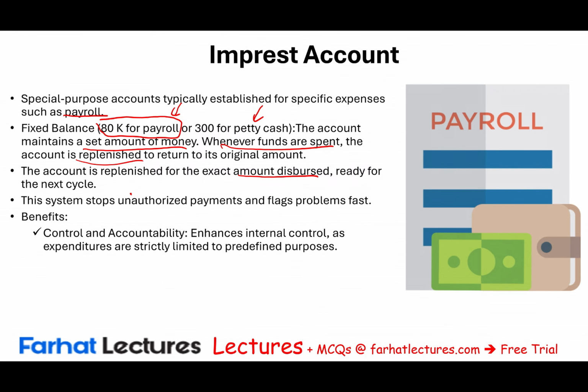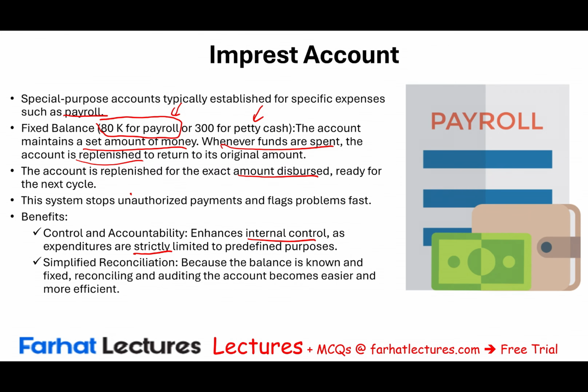So the benefit of this Imprest account is for control and accountability. It enhances internal control, as expenditures are strictly limited to a predefined purpose and a predefined amount for that matter. And it also simplifies reconciliation. We're going to see what reconciliation is, because once everyone has cleared their checks, everything is good, the amount will go down to zero and everything matches. The balance is known and fixed. Reconciling and auditing this account becomes very easy and very, very efficient.